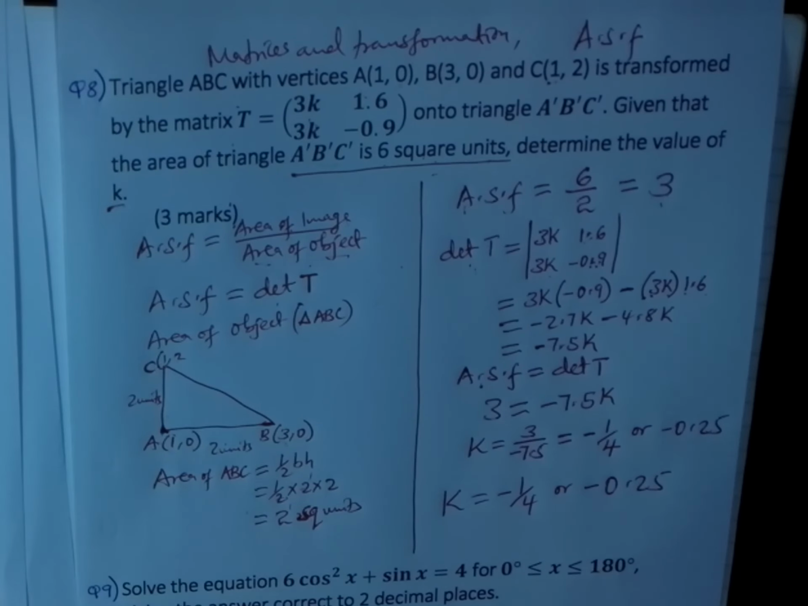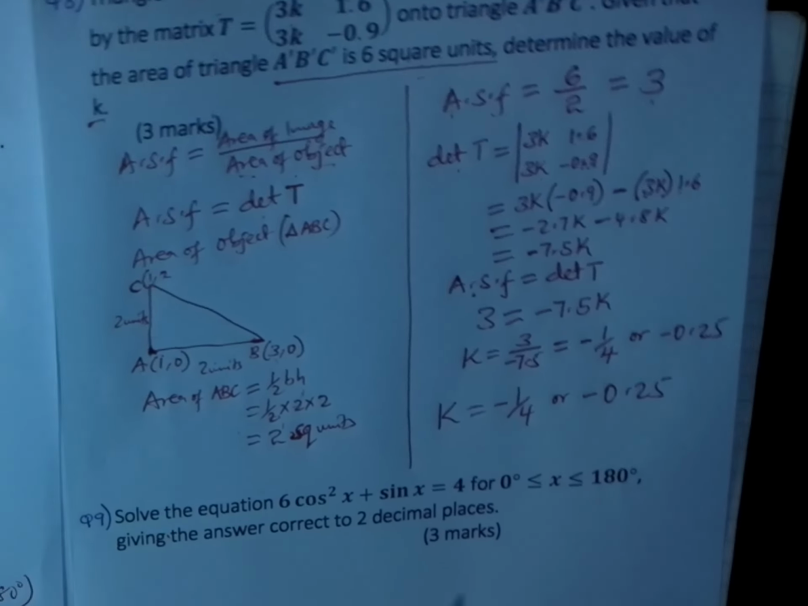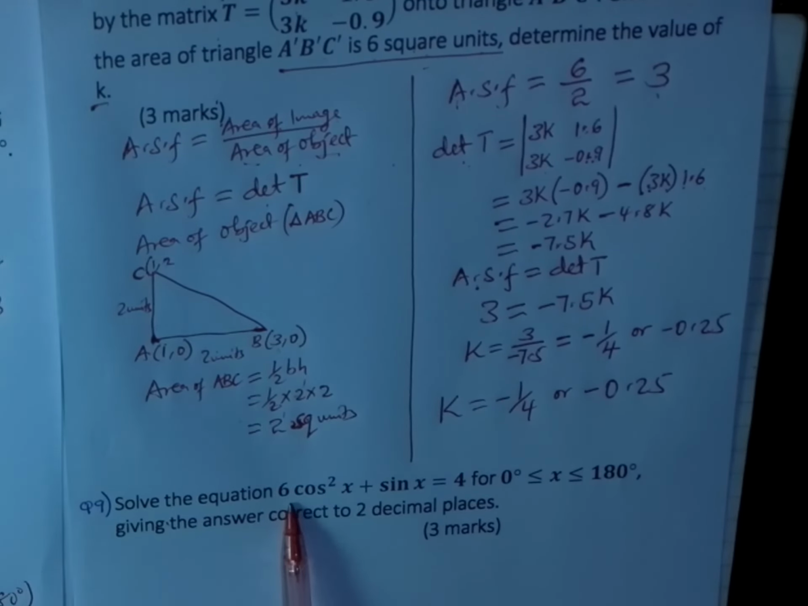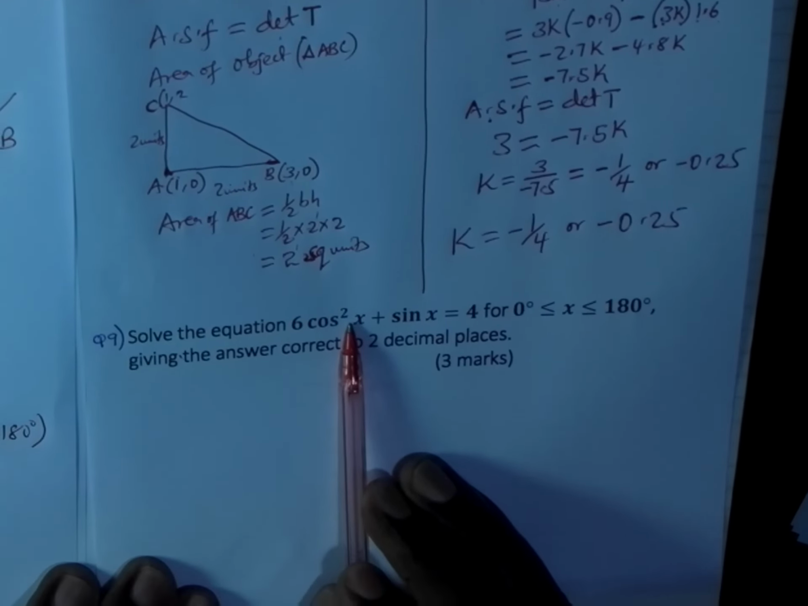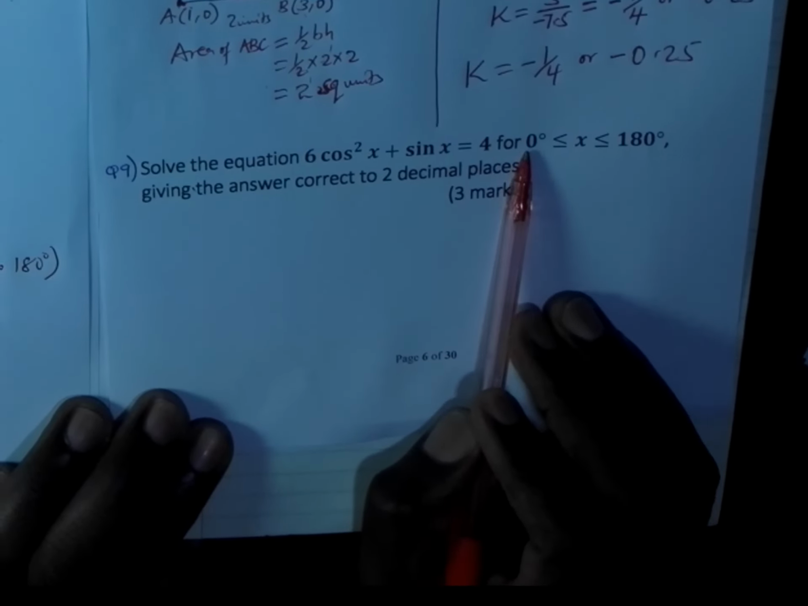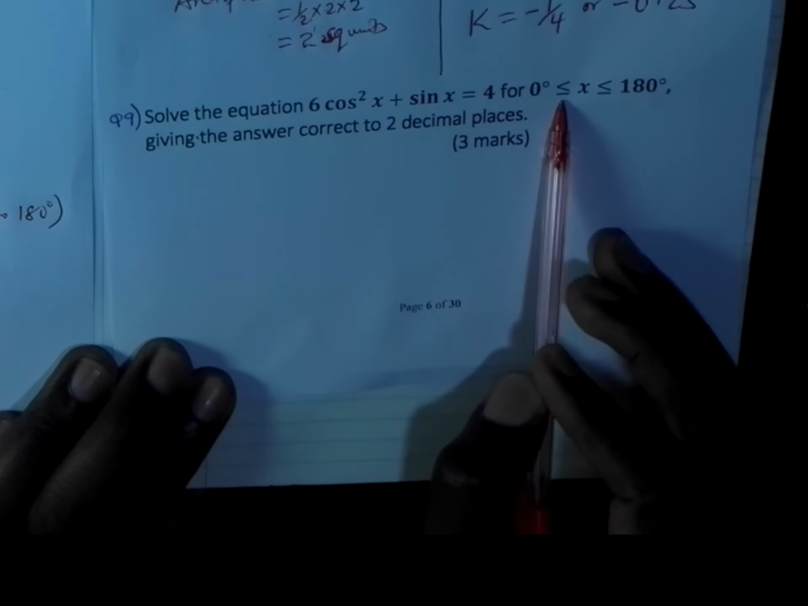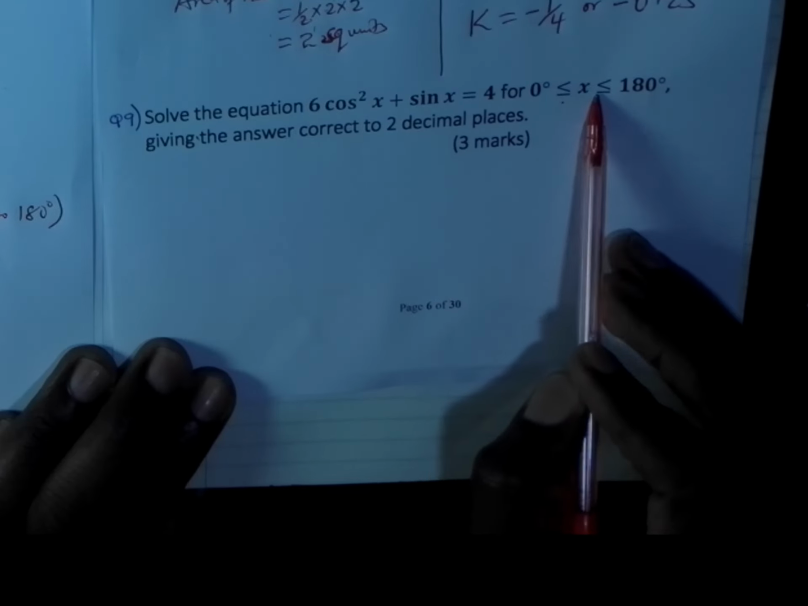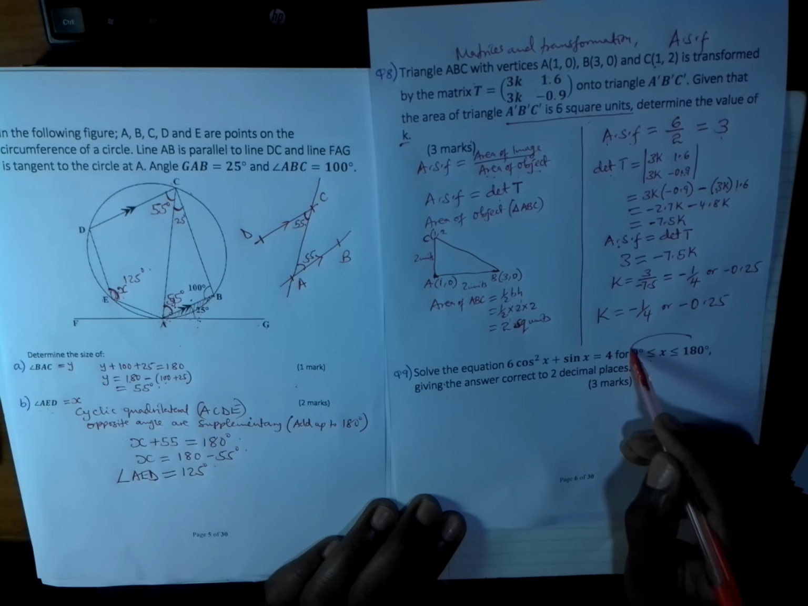We move on to question number 9. Question number 9. Solve the equation 6 cosine x squared plus sine x is equal to 4 for 0 degrees is less than or equal to x is less than or equal to 180 degrees. So we have been given that range.